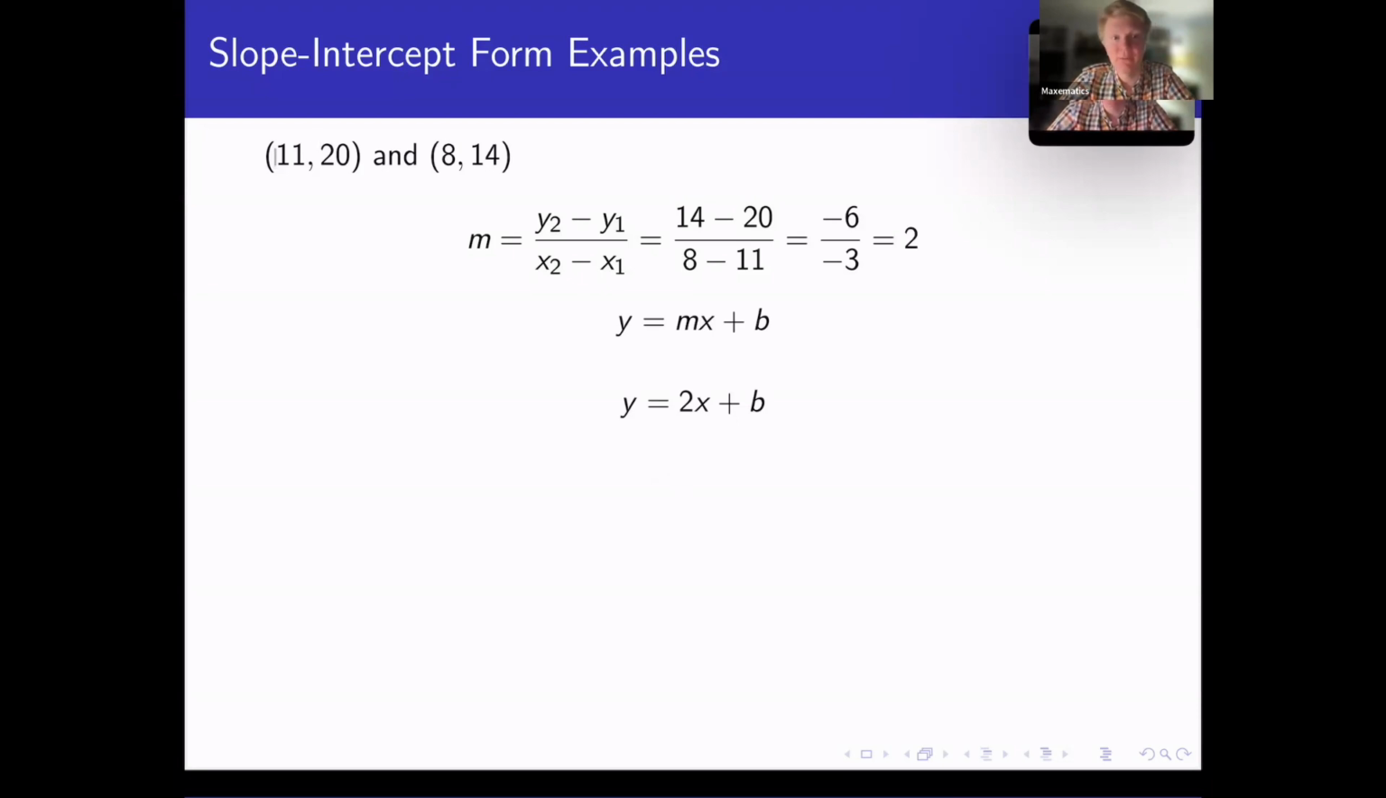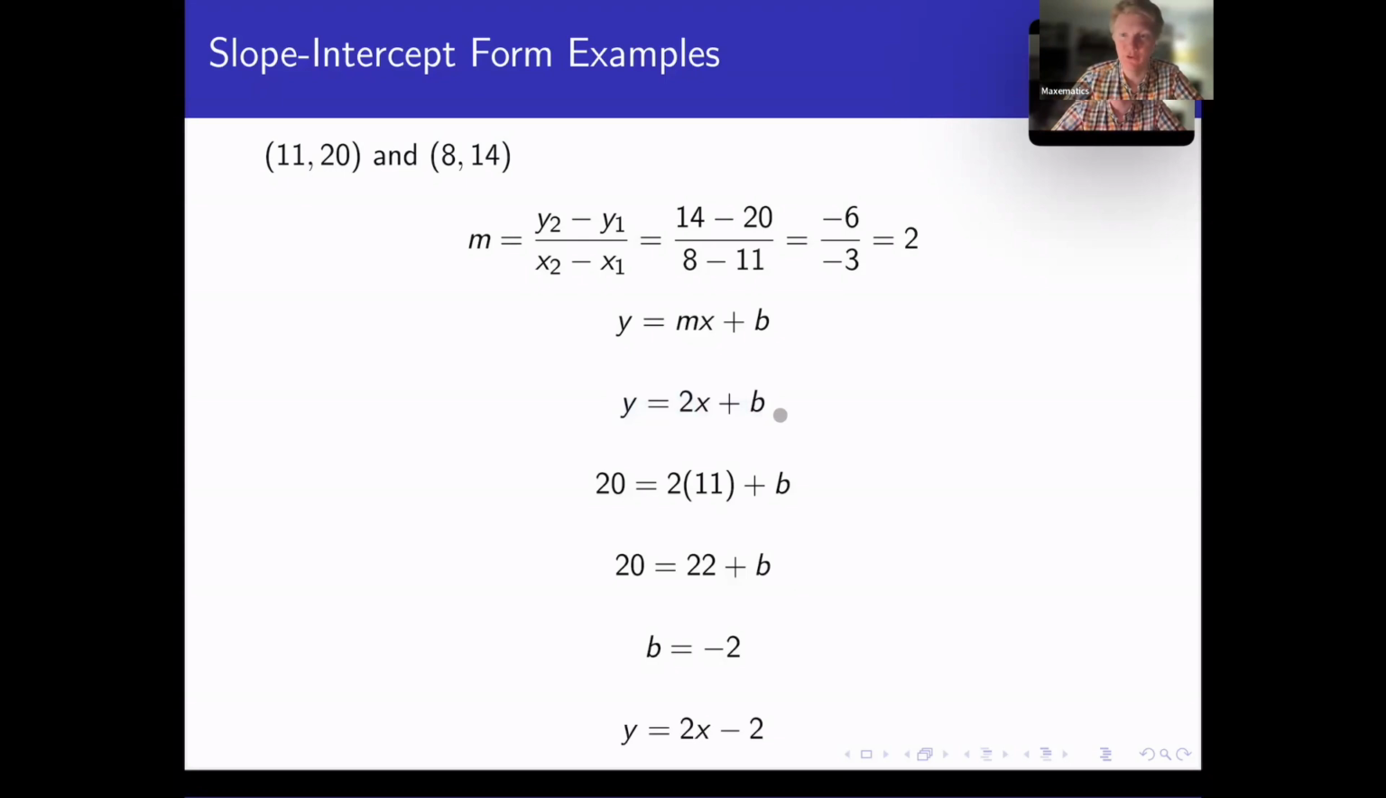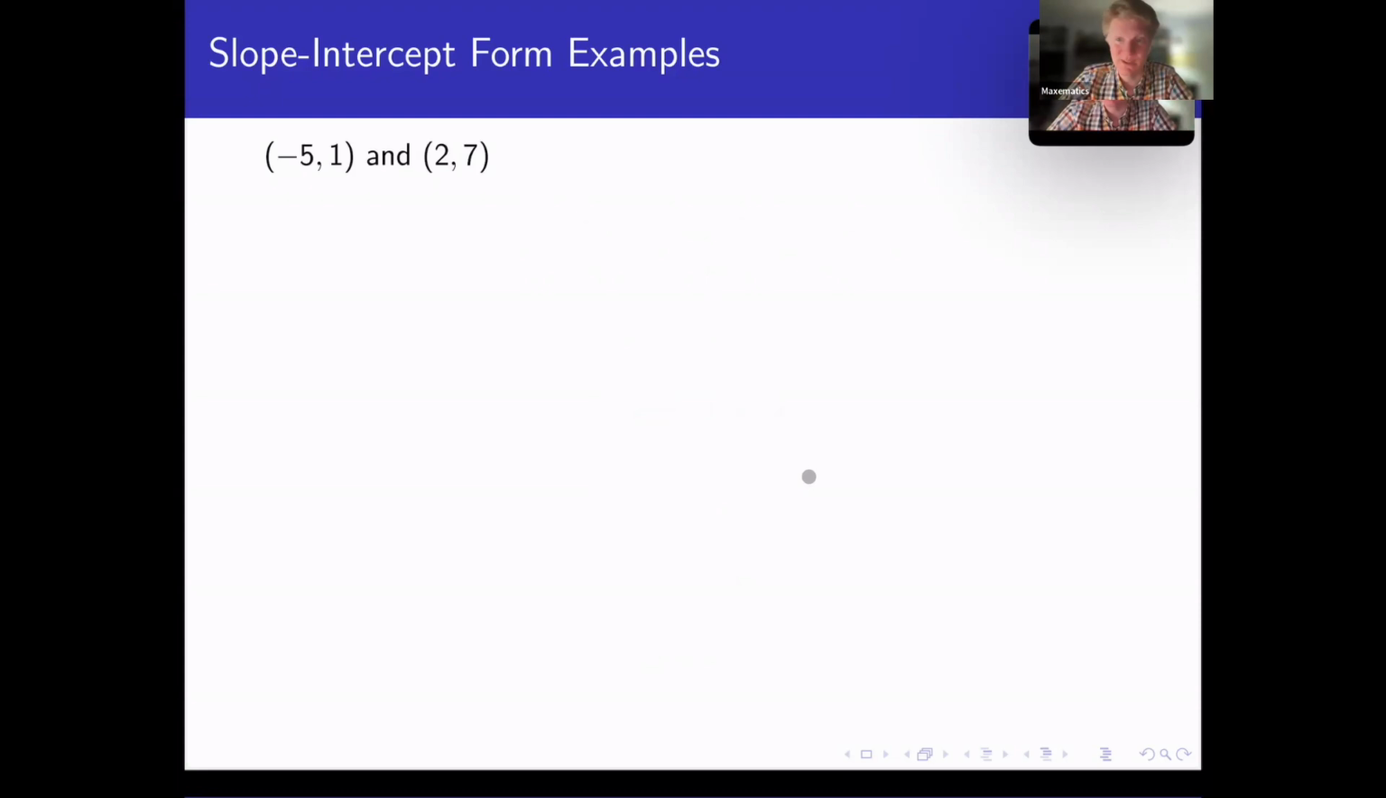I believe I'm going to plug in 11, 20 for x and y. Yeah, there we go. 2 times 11 is 22. Subtract 22 on both sides, we get that b is negative 2. So the answer in slope-intercept form is y equals 2x minus 2, or plus negative 2, but it's a lot easier to just write negative 2. And again, for practice, try doing the same thing with 8, 14. In this step right here, you'll see you get the exact same answer.